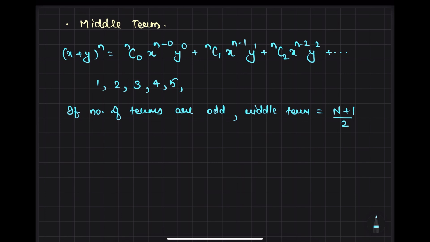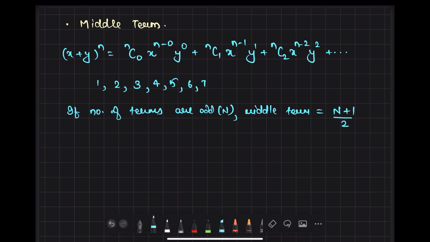Now suppose that the number of terms is 7. Who is in the middle? You know it is 4. Right, now you can do manual calculation, but look at this: 7 plus 1 is 8, 8 by 2 is 4. Correct? So if the number of terms is odd, you can handle this situation. Okay? Now look at this part. So the middle term you got.